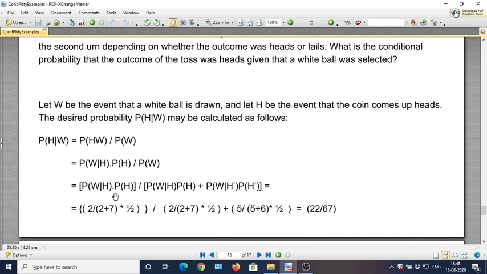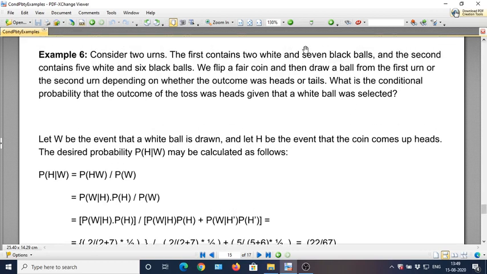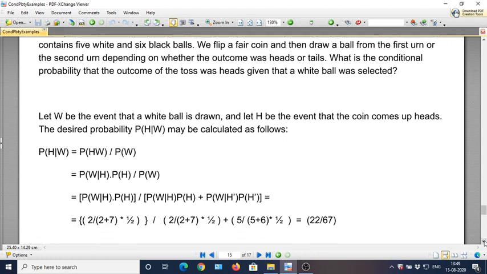The probability that we get a head, and therefore choose the first urn, is 1 by 2. Given that we have chosen the first urn, which has 2 white and 7 black balls, the probability of getting a white is 2 by 2 plus 7. So this is the numerator.